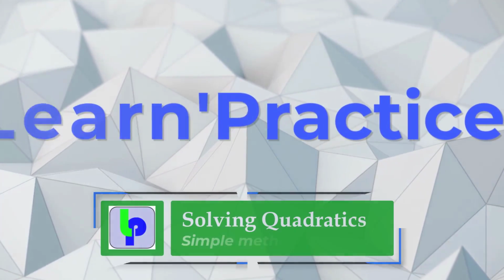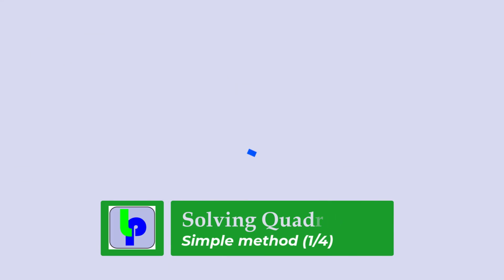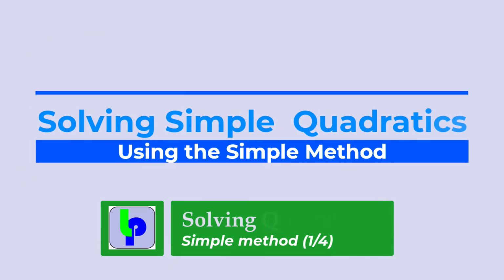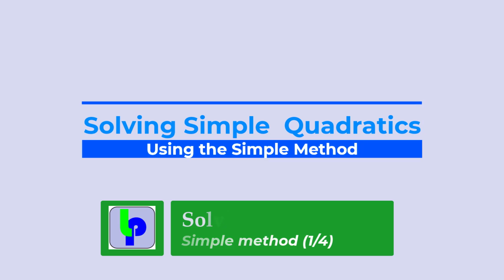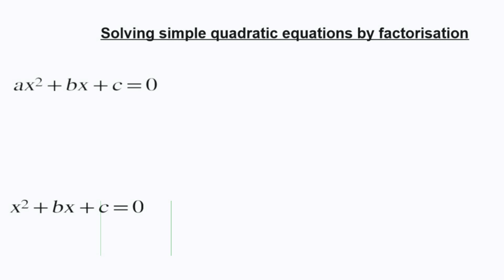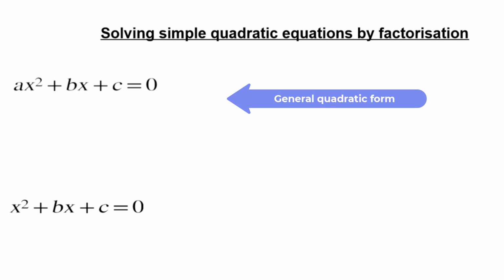In these lessons, we're going to learn how to factorize and solve quadratic equations following four methods. Today we're going to look at the first method, the simple method. But first we need to consider the general equation of a quadratic in the format ax squared plus bx plus c equals 0, where a, b and c could be integers or decimal numbers.